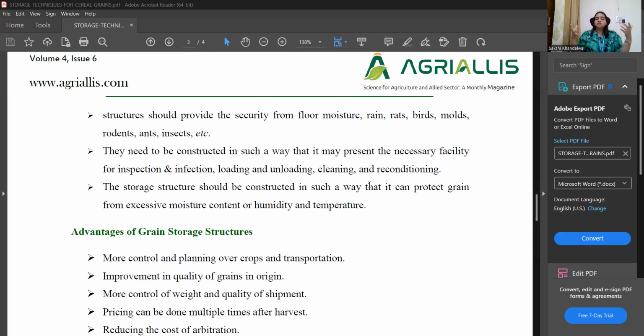The next point is that the storage structure should be constructed in such a way that it can protect grain from excessive moisture content or humidity. Temperature, I've already told you. We should make the storage structure in such a way that insects cannot enter into it, moisture cannot enter into it, humidity cannot enter into it, and temperature cannot affect the cereals present in the storage structures.